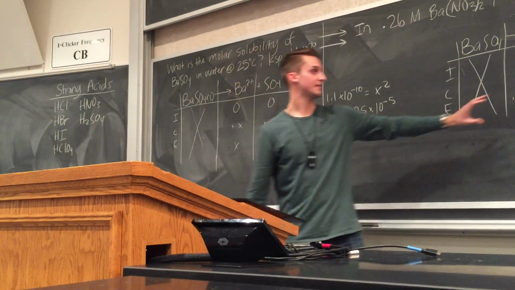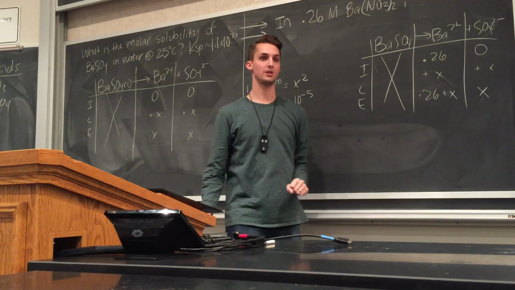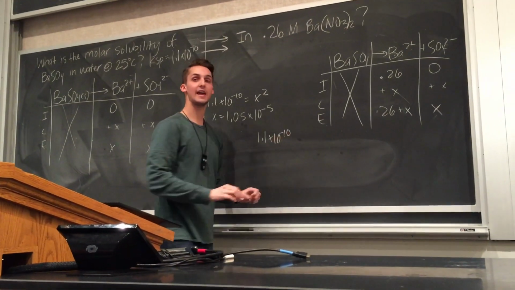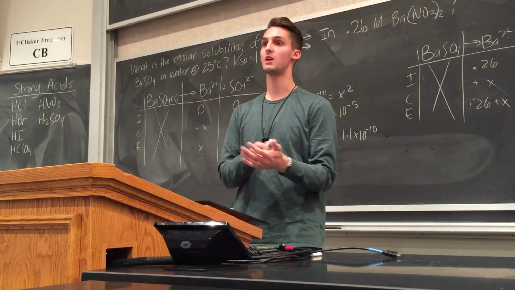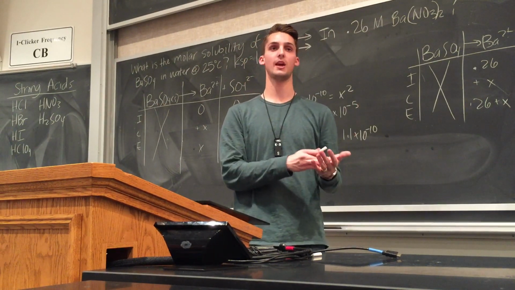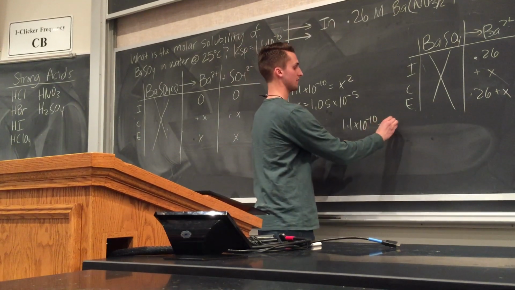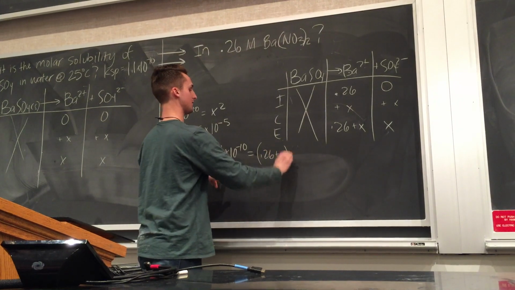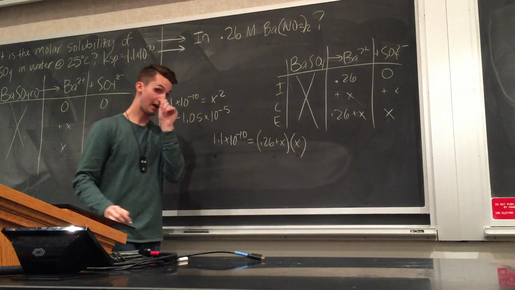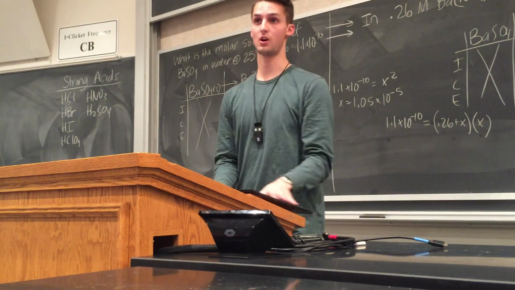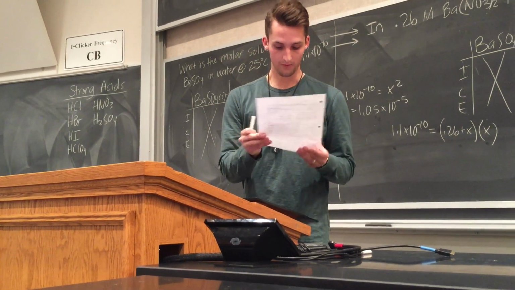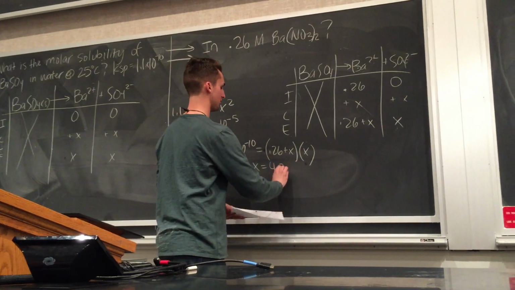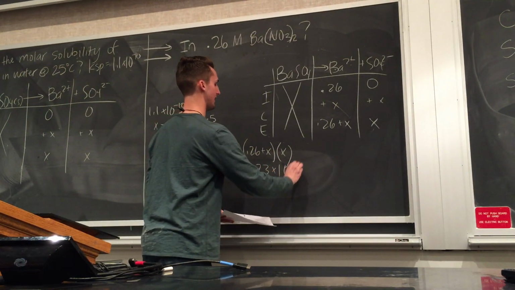So now I set this up in my KSP expression. You're going to have 1.1 times 10 to the negative 10. The KSP doesn't change. We're still talking about barium sulfate, so it's still the same KSP. Equals 0.26 plus x times x. Now this one you're going to have to do the quadratic or use your solver. But when you do it out, you should get x equals 4.23 times 10 to the negative 10.